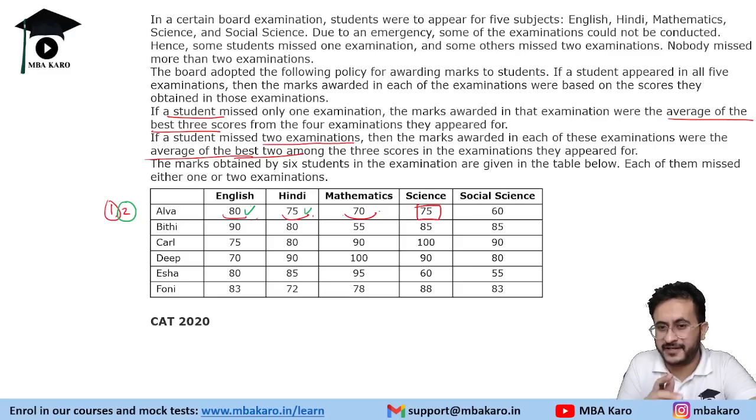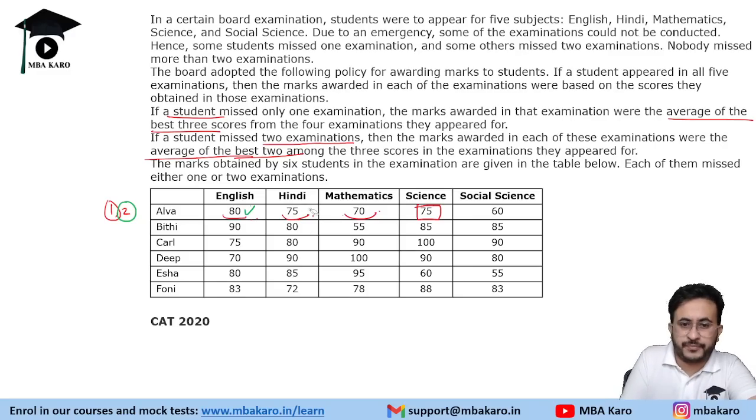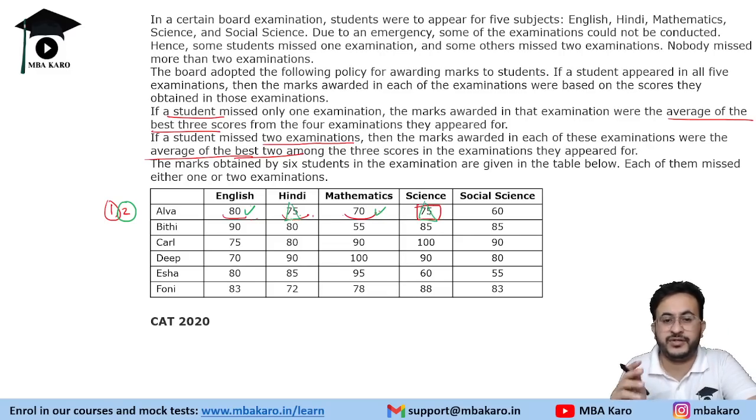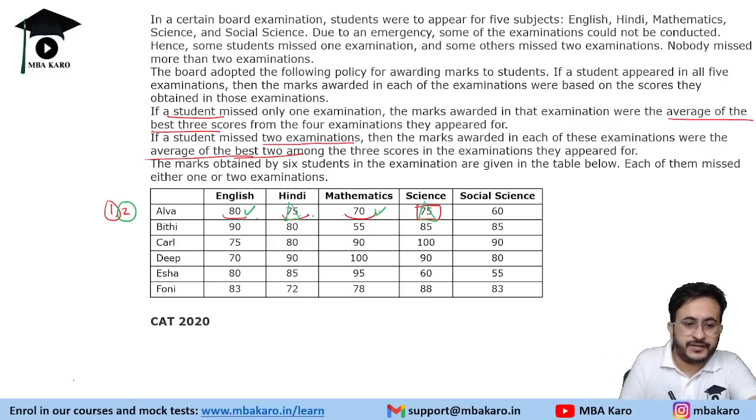So that means 75 may not be the score. But if you take 80 and 70, that means 75 is the average. So that means the person has missed either the science examination or the Hindi examination or both exams. Okay, so that is how one would have figured out the average.